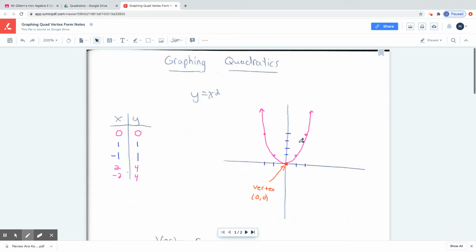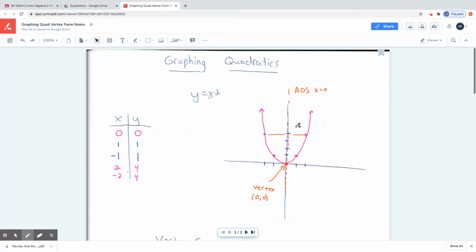Now, notice how when we plugged in 1, we got 1, 1, but also -1, 1. These points are equidistant away from this imaginary line that I'm drawing down here. That is called the axis of symmetry. In this case, the axis of symmetry is x equals 0. It's going right through the middle. The axis of symmetry will always be the x coordinate of our vertex. This is going to move around when we do these shapes, but notice that this point here is the same distance from the axis of symmetry as this one here.